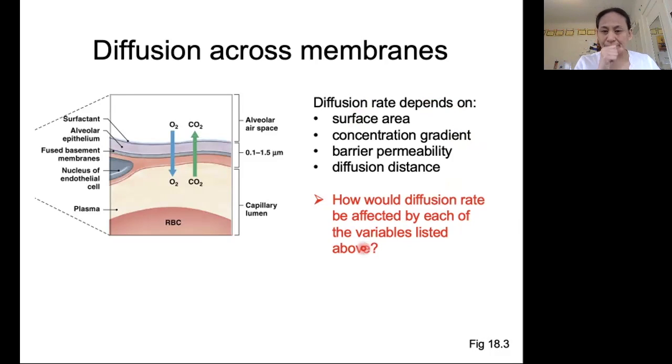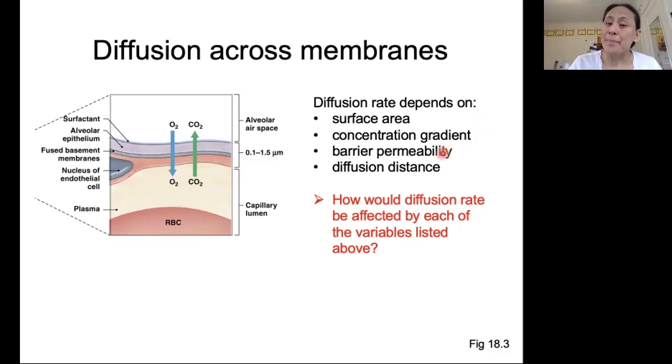Okay, so hopefully you figured this out. Let's go through each of these. As surface area increases, our diffusion rate is going to increase because we have a greater area over which diffusion can happen. As our concentration gradient increases, our diffusion rate is going to increase because we have a greater driving force for our molecules to diffuse.